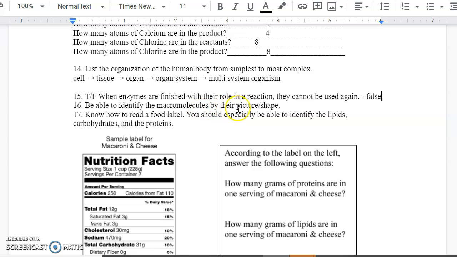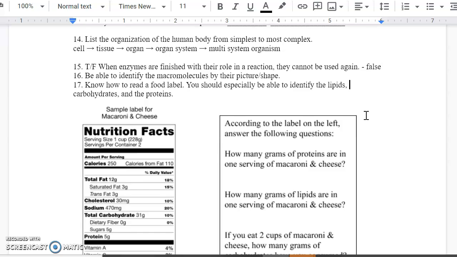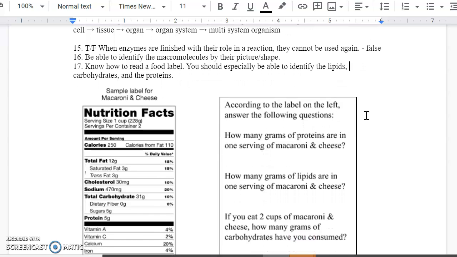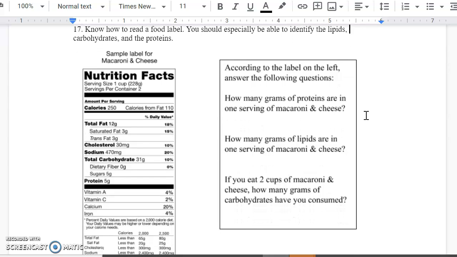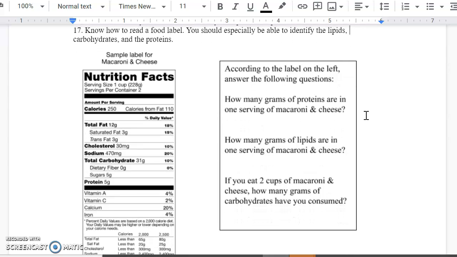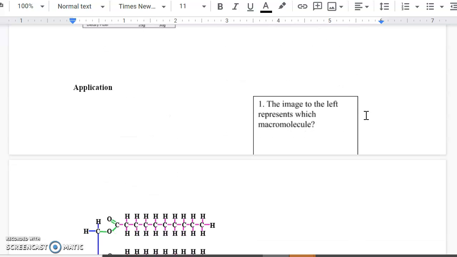So be able to identify the macromolecules by their picture and shape. Go back and look at that visual quiz there. Know how to read a food label. You should especially be able to identify lipids. Remember, if it says lipids, it's going to be talking about the fats. Carbohydrates is the sugars and the starches, and it'll usually also have a list of the total carbohydrates, and then proteins, and I'll leave that right there for you.